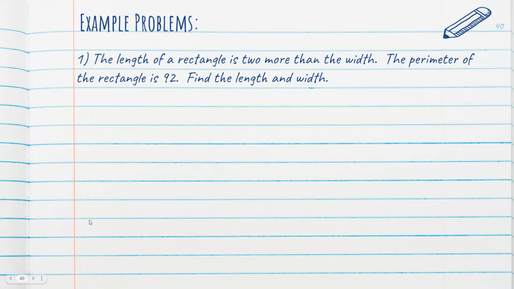Okay, so the length of a rectangle is 2 more than the width. The perimeter of the rectangle is 92. Find the length and the width. Okay, so in these problems, you are going to usually be given 2 pieces of information about your rectangle. Usually one of those is perimeter.